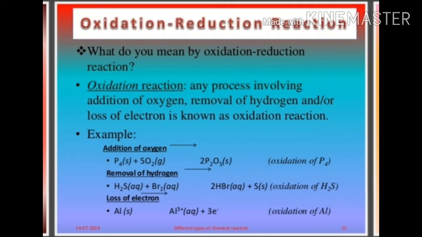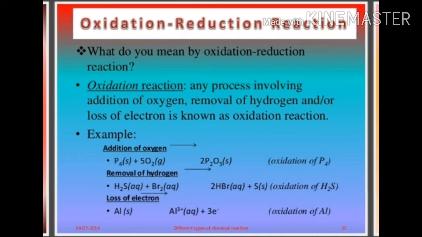So these are called oxidation reactions. Means the reaction in which addition of oxygen or loss of hydrogen or loss of electron takes place. Such reactions are called oxidation reactions. Now children, come to examples. First example: phosphorus reacts with oxygen and produces phosphorus pentaoxide. Here the oxidation takes place because oxygen is added to the phosphorus to form phosphorus pentaoxide.